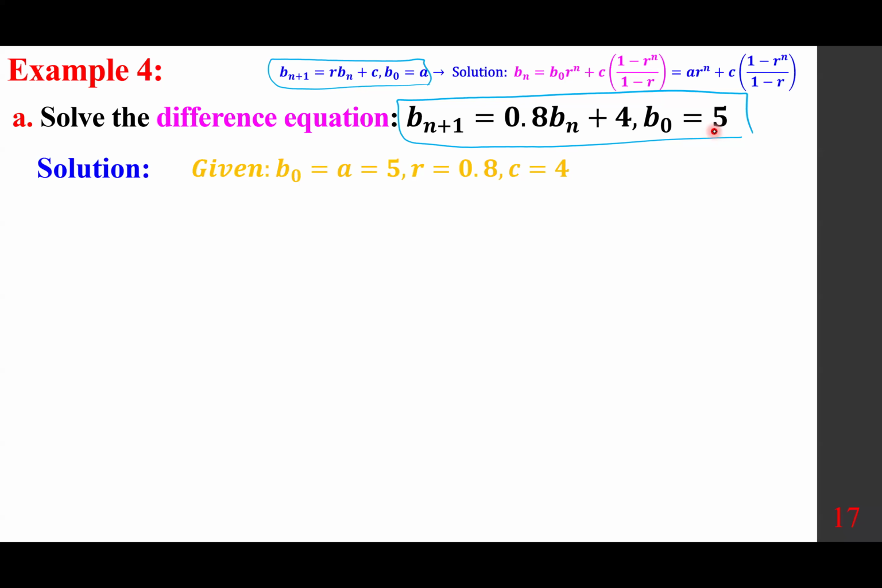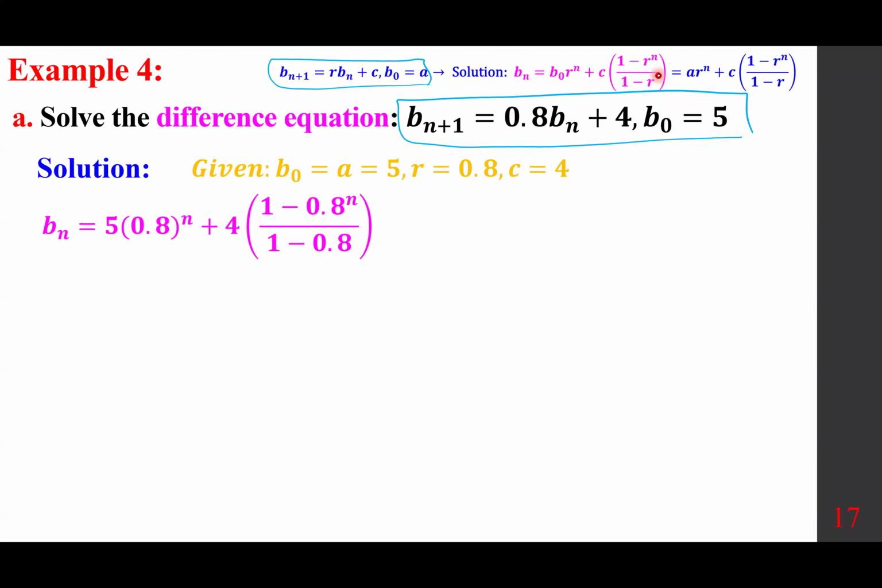And now, in this formula, just plug in the given. When you write the given, it makes it easier. So you're going to write B sub n is B sub 0 or A, which is 5, times 0.8 to the power of n, plus lowercase c, 4, times 1 minus R to the power of n over 1 minus R. In both cases, R is 0.8. So that's how you handle it.